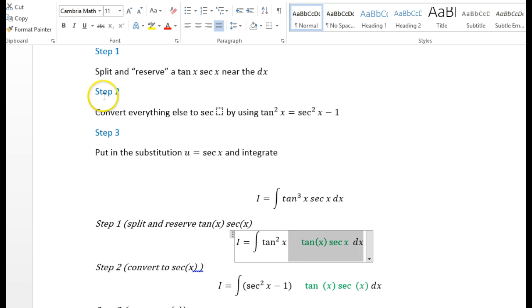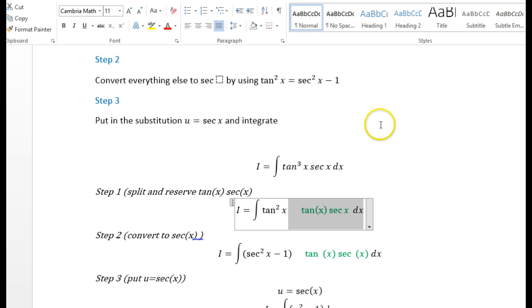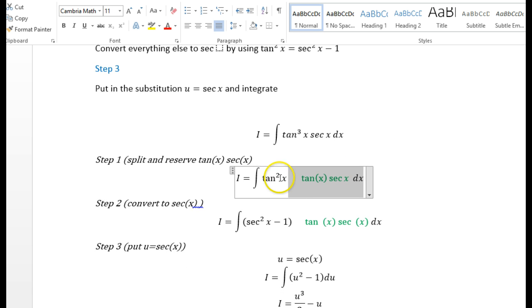That is step 1. Step 2 is convert everything else to secant. So we need to convert everything else to secant. So what is everything else? So we have only this now because we have already reserved this. We need to convert this into secant. Now we know that by the Pythagorean second identity, secant squared is equal to tangent squared plus 1. So tangent squared is equal to secant squared minus 1. So we replace tangent squared by secant squared x minus 1, and then we have tangent x secant x at the end.